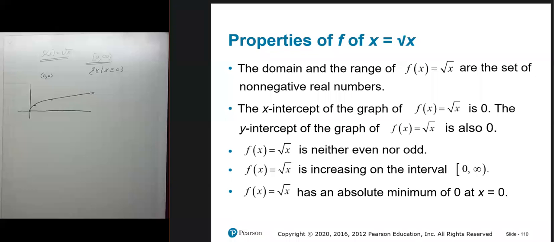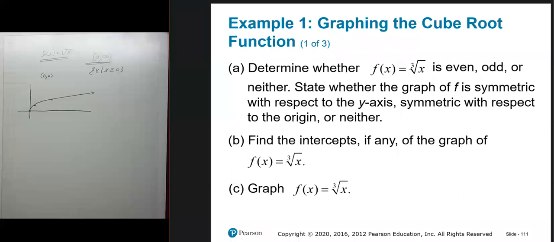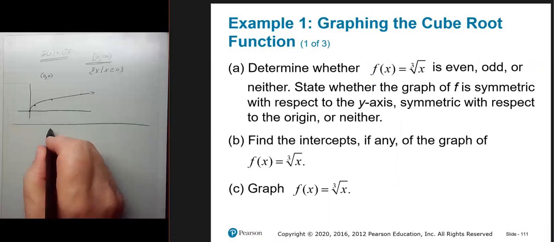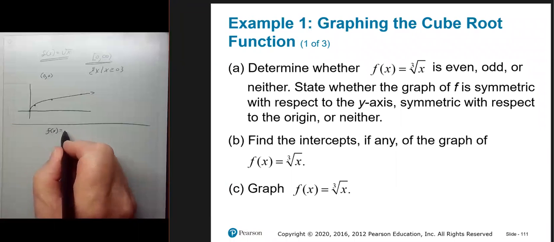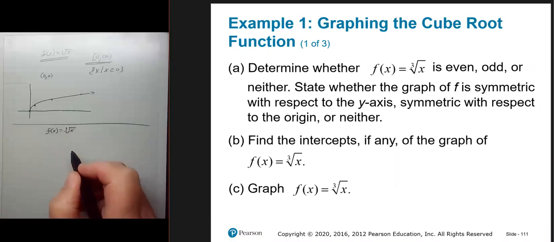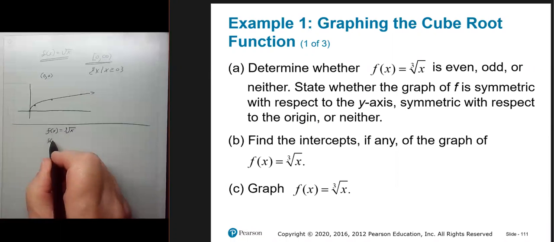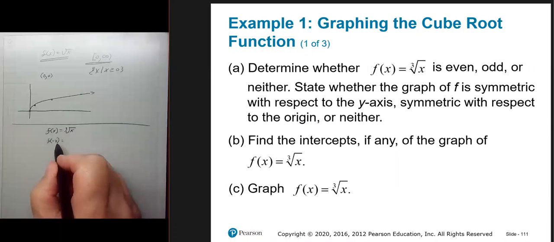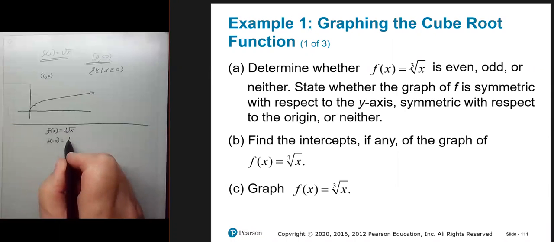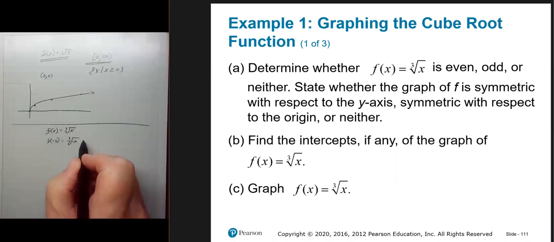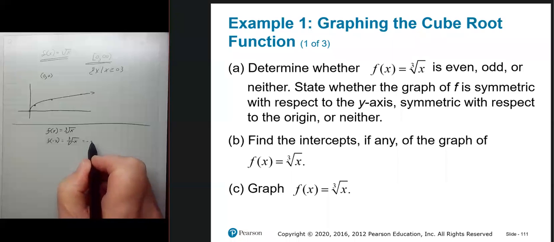Next thing. Now they're switching gears and they jump to f of x equals the cube root of x. And so, even or odd. That means we're going to do f of negative x. f of negative x is the cube root of negative x, which happens to equal the negative of the cube root of x.